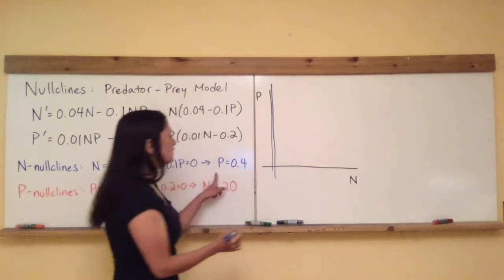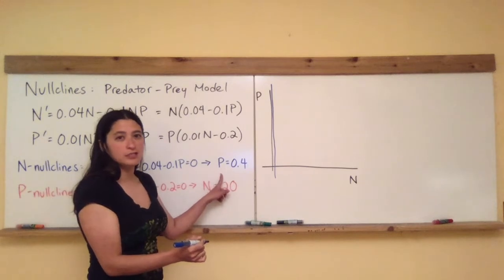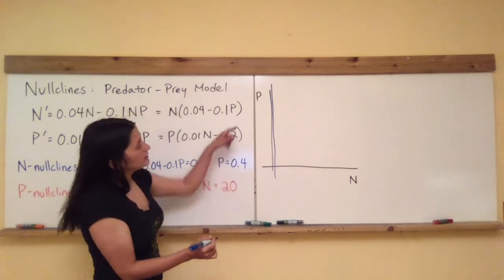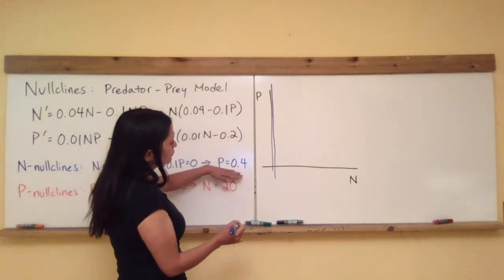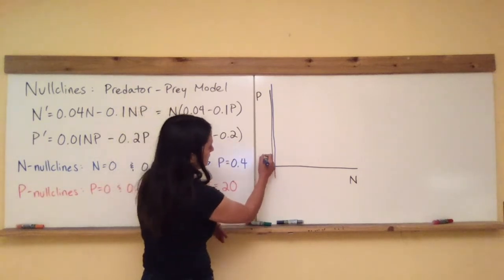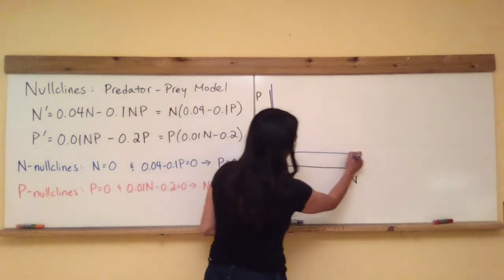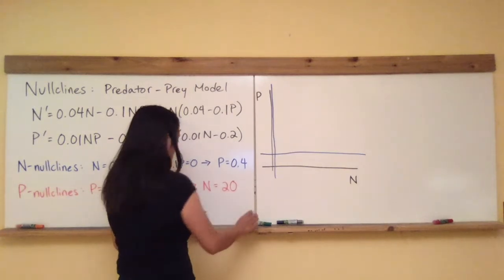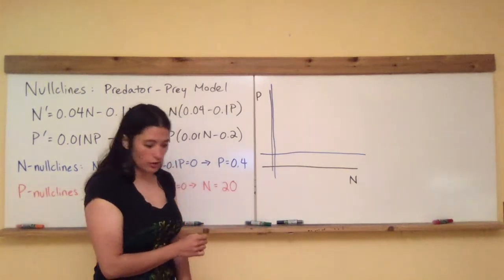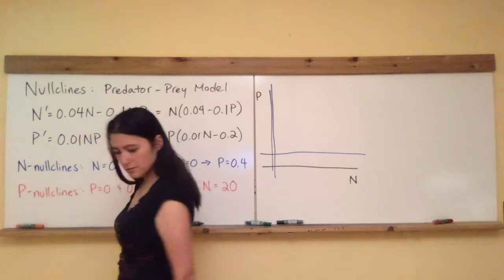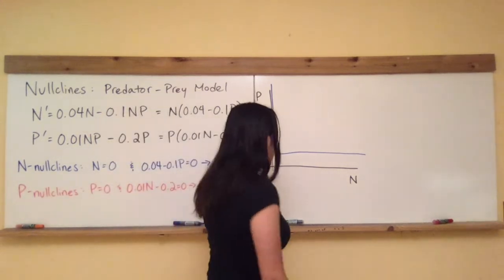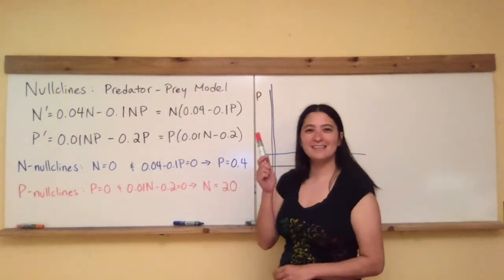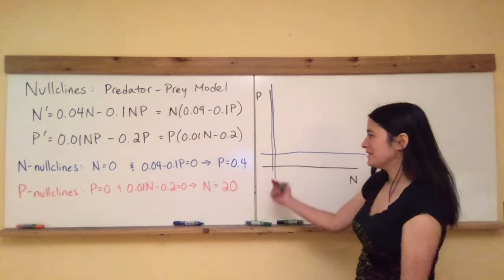But this represents the vertical line at N equals 0. The other nullcline there is going to be P is equal to 0.4, and the P is a vertical axis, so P is equal to 0.4 is going to be at some level right around here. Okay? So those are the two N nullclines. And now in red, I'm going to draw the P nullclines. Oh, there it is. Okay, so I got the red pen here, and I'm going to draw the P nullclines.